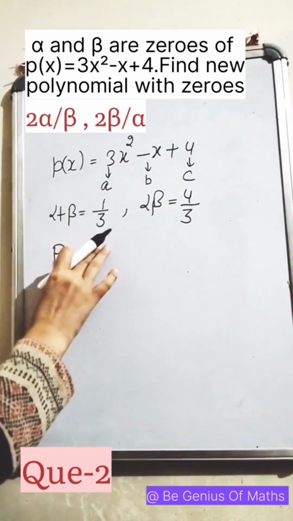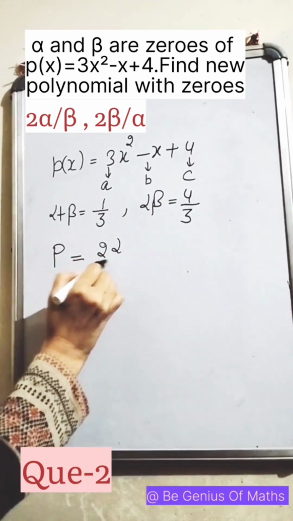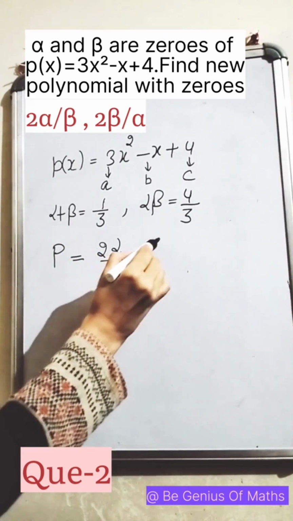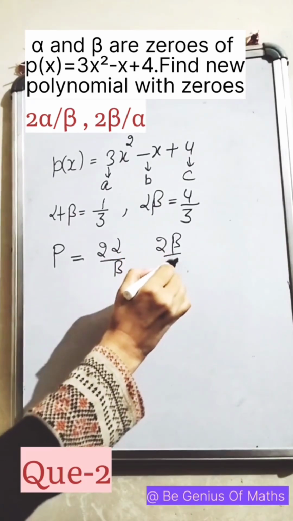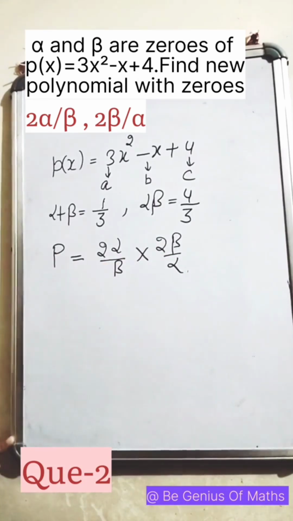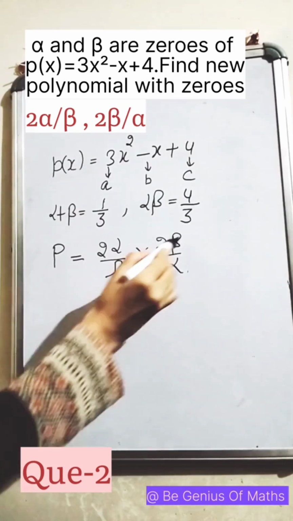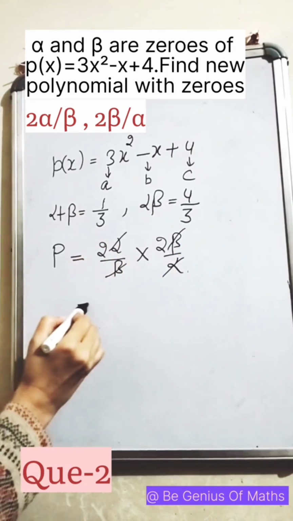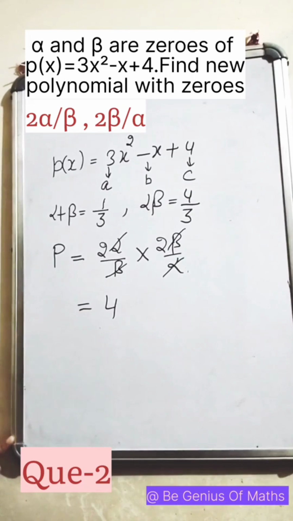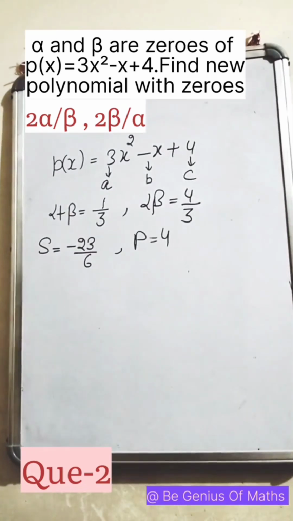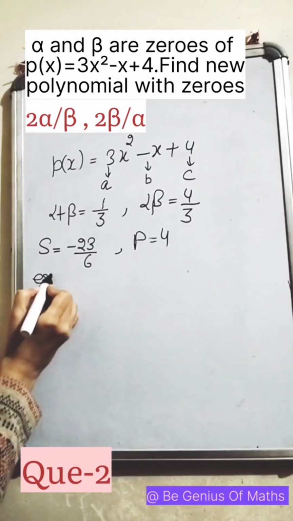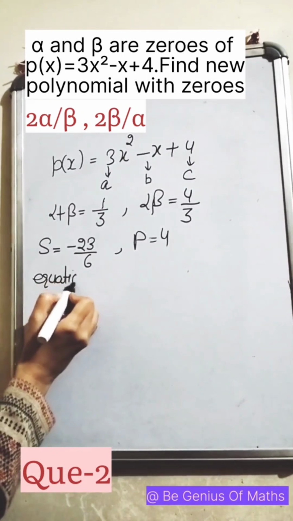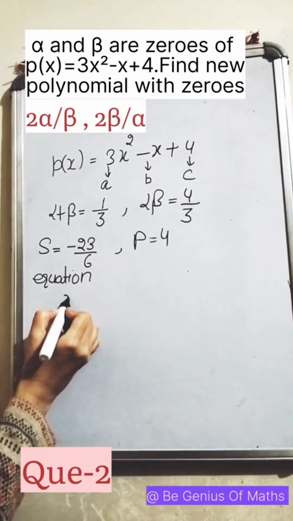Now we will find the product of new zeros. The new zeros are 2 alpha by beta and 2 beta by alpha. For the product there is multiplication. Beta cancels with beta and alpha with alpha. The product is equal to 4. Thus the value of the new product is 4. So up to now we have calculated the new sum and new product. By using these two values we will find the new equation.